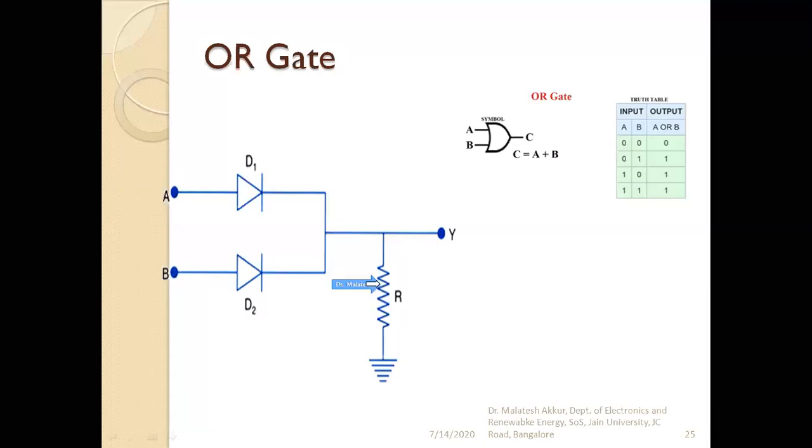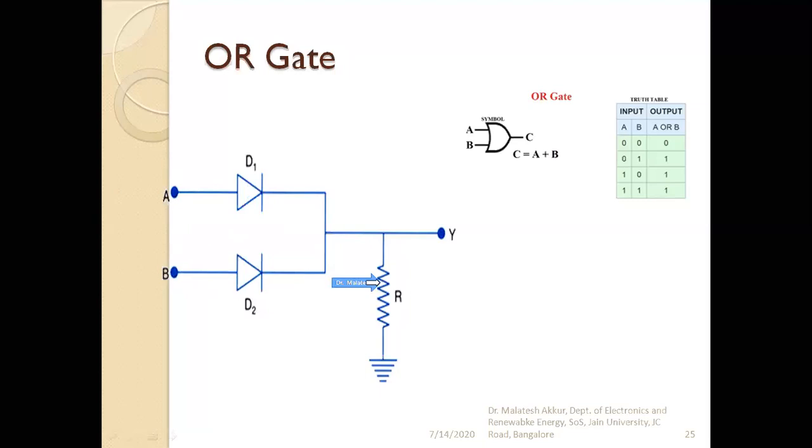But practically, that voltage will not be exactly 5 volts, because we know whenever the diode is forward biased, there is a forward voltage that will drop across that particular diode. For example, if it is a silicon diode, 0.7 volt will drop across this, and this also. Therefore, if I apply 5 volts here, 0.7 will drop across this, and the remaining voltage, approximately 4.3, will drop across the resistor.